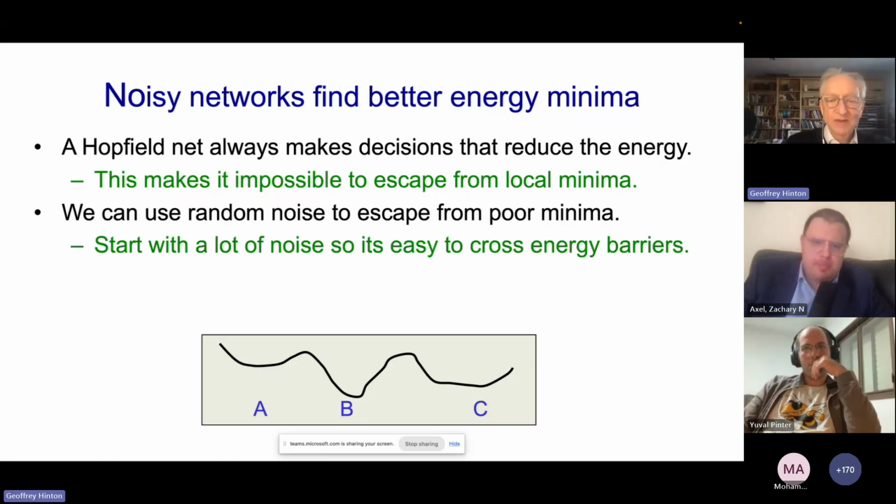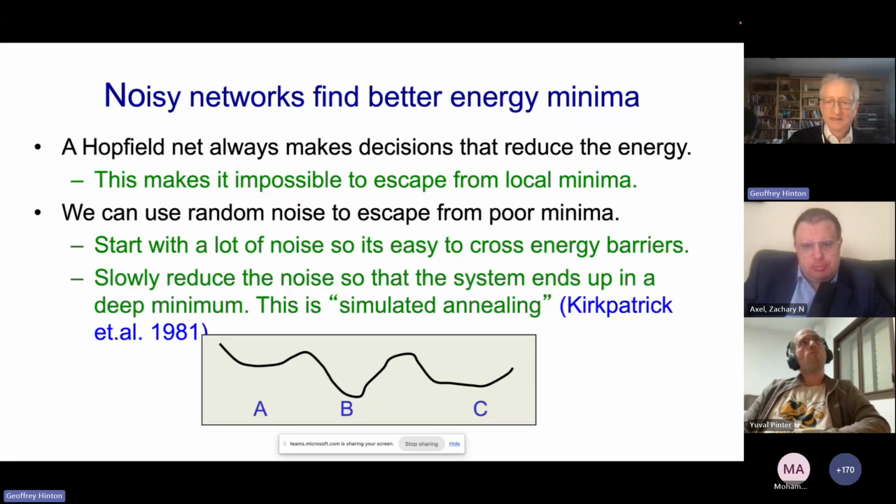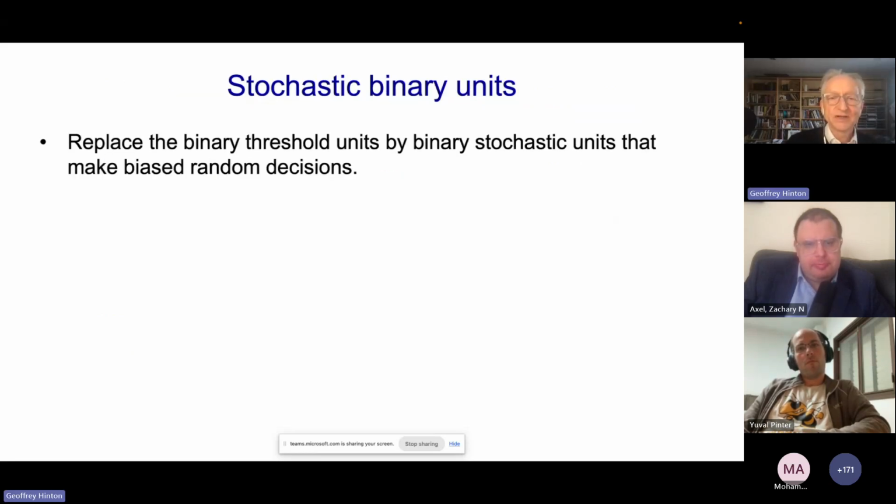Now, there's a technique called simulated annealing that says start with a lot of noise and gradually reduce it, because with a lot of noise, it's easy to cross barriers, and with a little noise, you're very unlikely to go from B to A. The best trade-off is to start with a lot of noise and gradually reduce it. That's called simulated annealing, and it was invented by Kirkpatrick and others at about the same time as Hopfield nets were invented. Terry and I got very interested in using stochastic binary units in Hopfield nets and using simulated annealing.